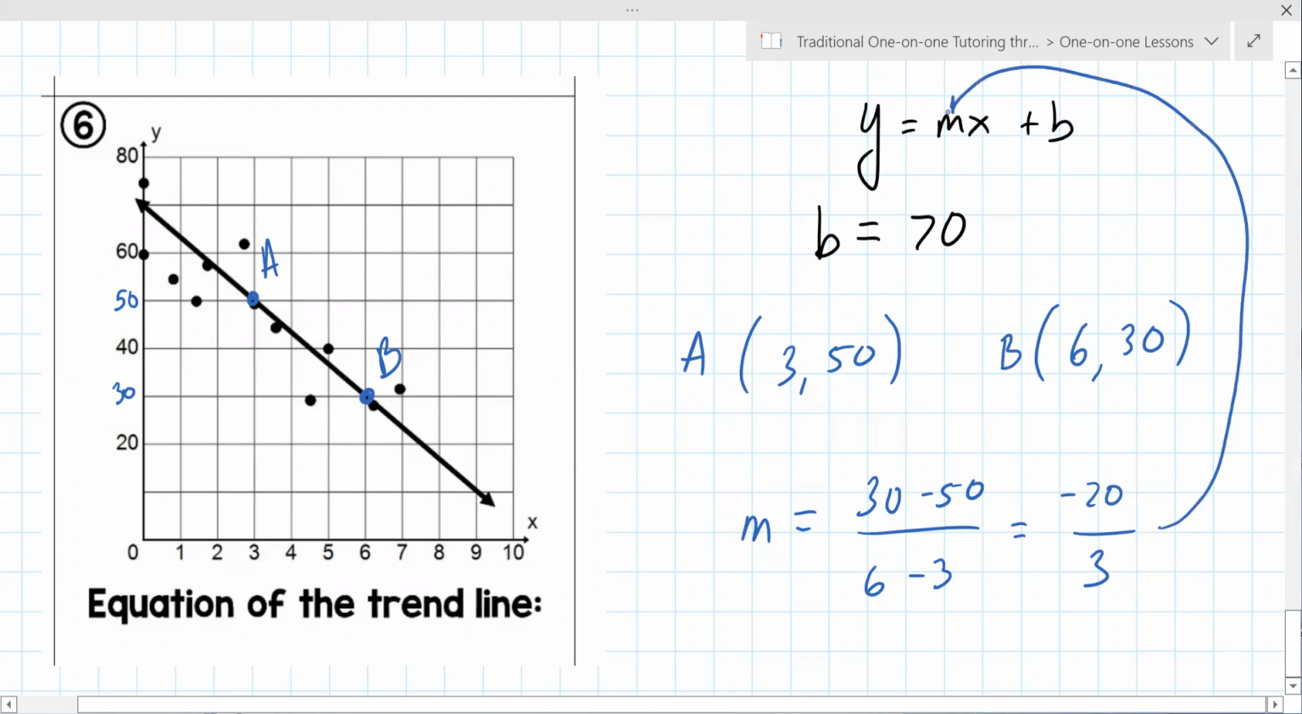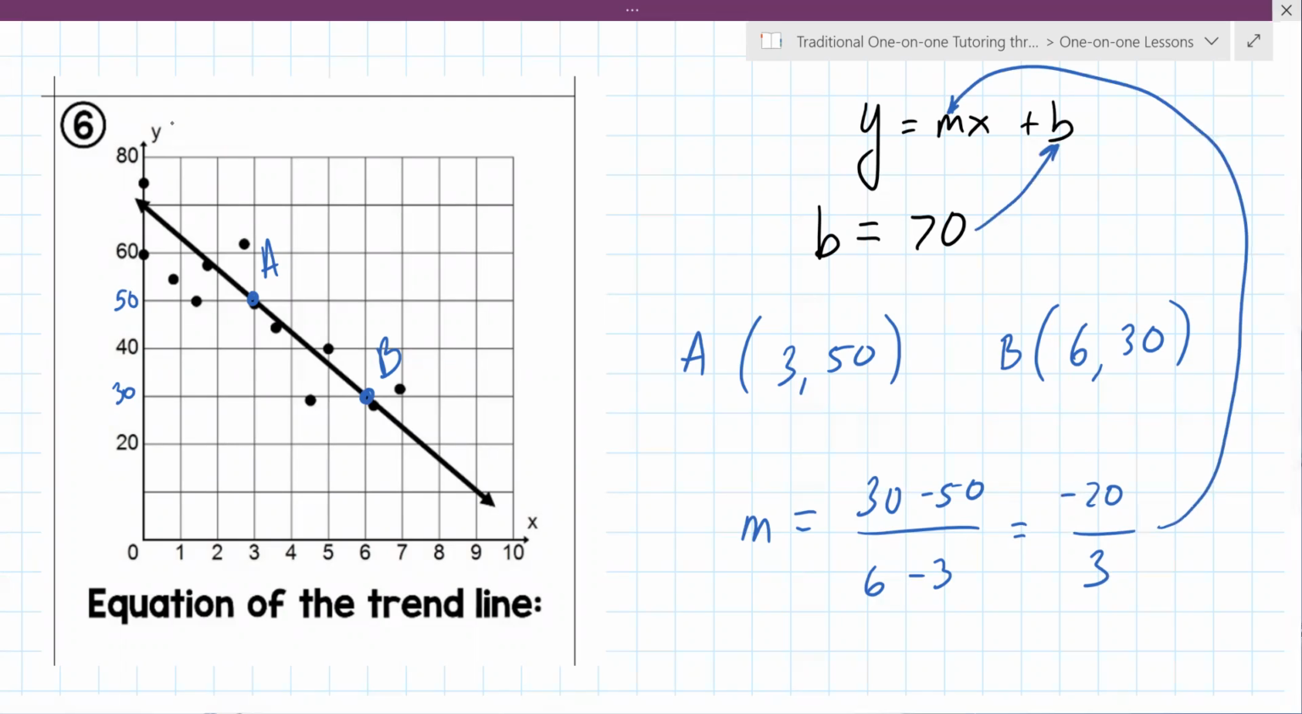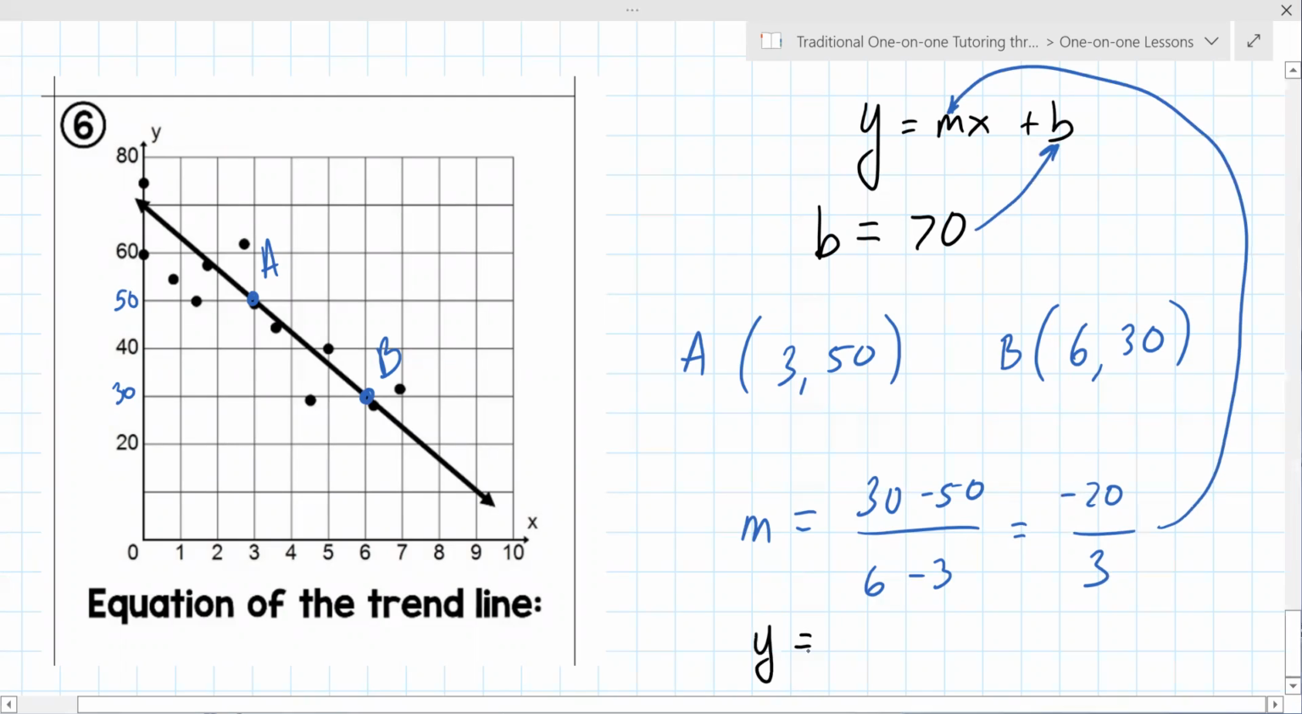That goes in for m. 70 goes in for b. Give me your final answer for this one. So it's y equals negative 20 over 3x plus 70. Good.